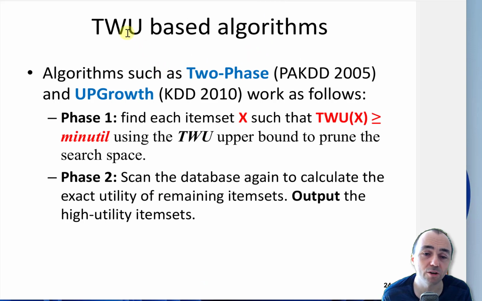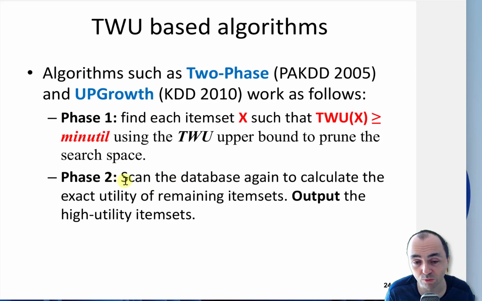So there are many algorithms based on the TWU. Some of them, for example, are Two-Phase and UP-Growth. What they will do works as follows. In phase 1, they will find each itemset that has a TWU that is more than the minimum utility, using the TWU upper bound. So this will eliminate many possibilities.